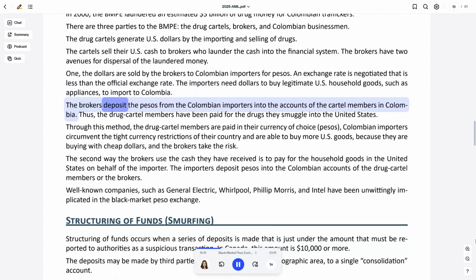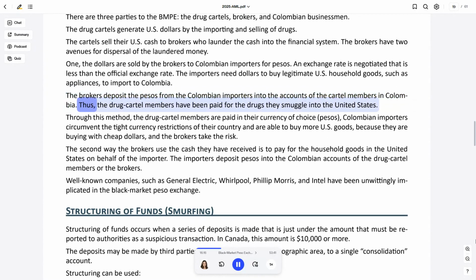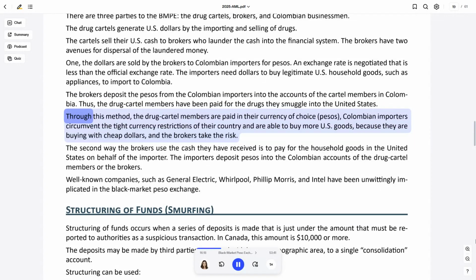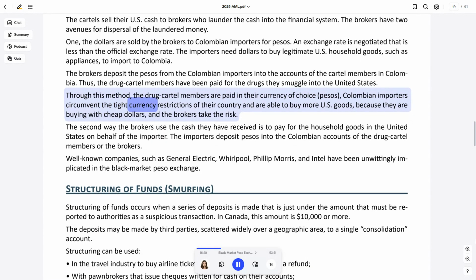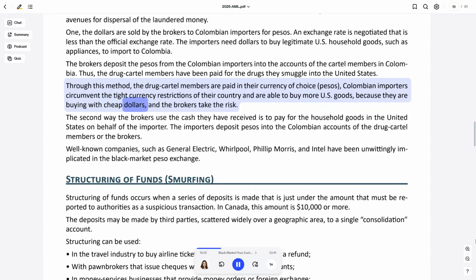The brokers deposit the pesos from the Colombian importers into the accounts of the cartel members in Colombia. Thus, the drug cartel members have been paid for the drugs they smuggle into the United States. Through this method, the drug cartel members are paid in their currency of choice, pesos. Colombian importers circumvent the tight currency restrictions of their country and are able to buy more U.S. goods because they are buying with cheap dollars, and the brokers take the risk.